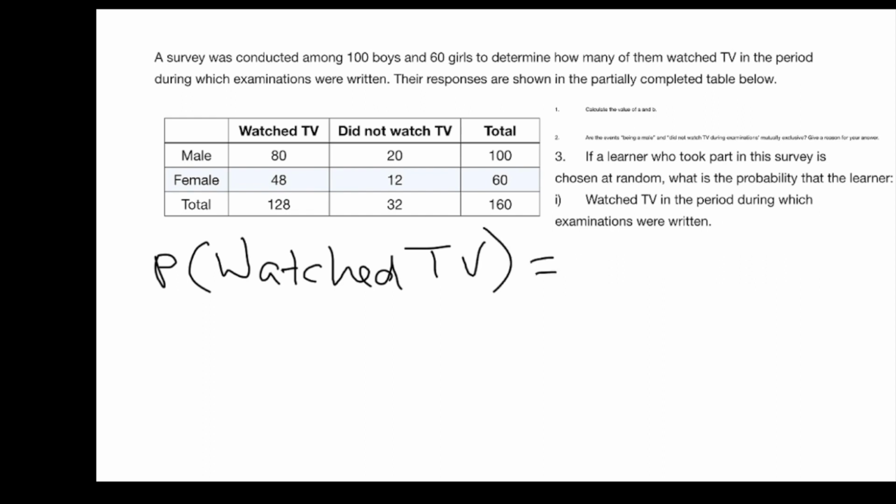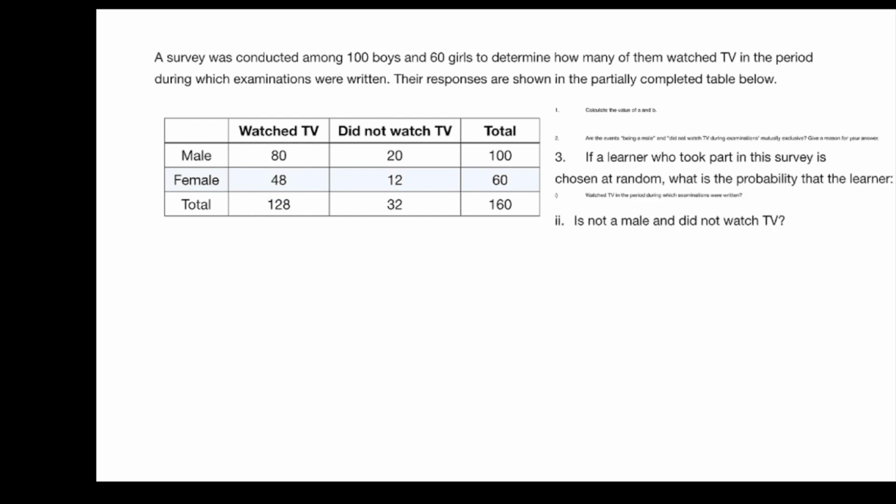Right, how many people watched TV? Clearly 128 out of 160. You can simplify that answer. I think it will give you 4 over 5. You can write it as 0.8 or as 80%, or just leave it as 4 over 5.